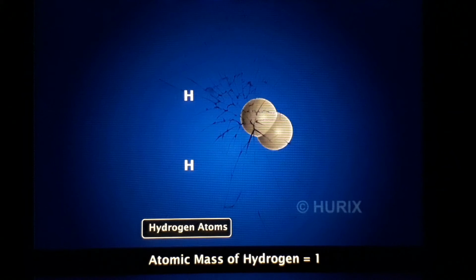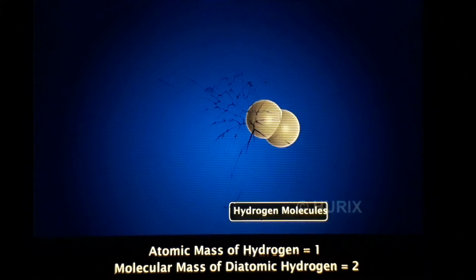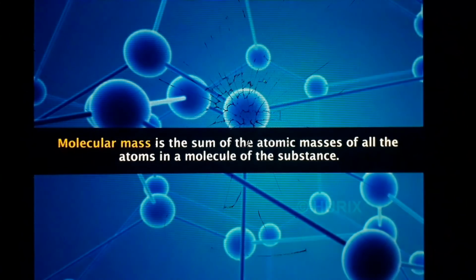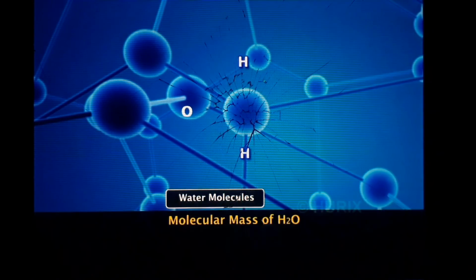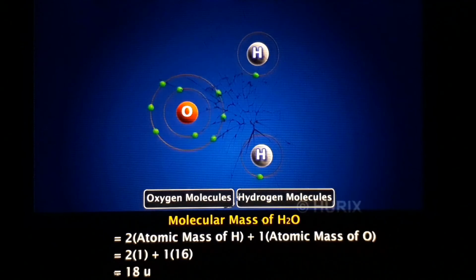The atomic mass of hydrogen is 1. Then, what is the molecular mass of hydrogen? Is it 2 because it is diatomic? Yes, the molar mass of hydrogen is just double the atomic mass of hydrogen. Molar mass is the sum of the atomic masses of all the atoms in a molecule of the substance. For example, the molecular mass of water is calculated as shown here. The letter U represents atomic mass unit.